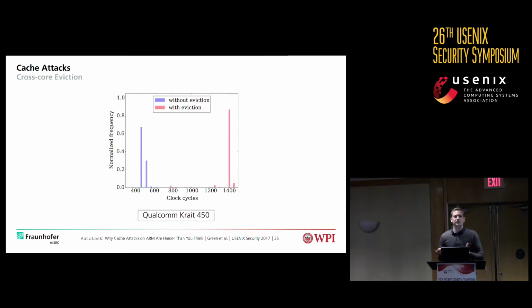Then in the red color, we see that all the reloads after this cross-core eviction has happened actually come from RAM, so they are slow. Whereas if B just does not do this eviction, we see that the accesses all of a sudden happen from cache and are fast. This is what we want to have in an attack. We want to have this possibility to distinguish and to have this cross-core eviction.